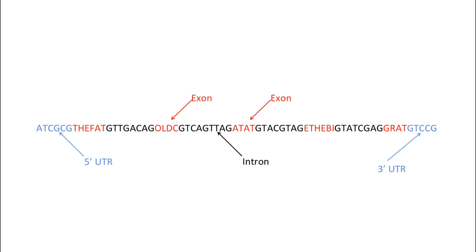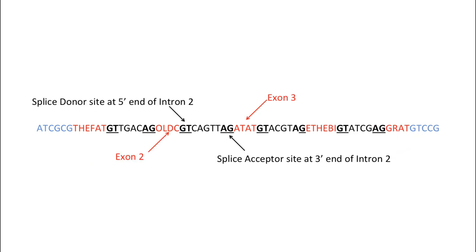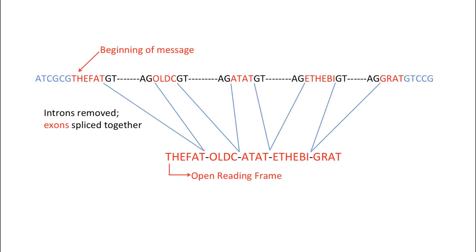An intron begins with a 5' splice donor site and ends with a 3' splice acceptor site. Remember that the 5' splice donor site of the intron usually has the sequence GT, while the 3' splice acceptor site has the sequence AG. When we remove all the introns and begin reading at the first word, the message tells us that the fat old cat ate the big rat.